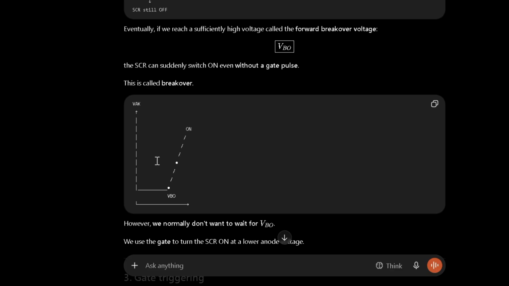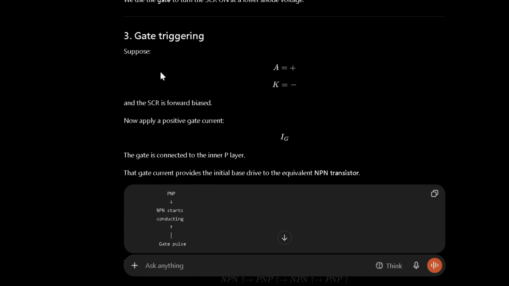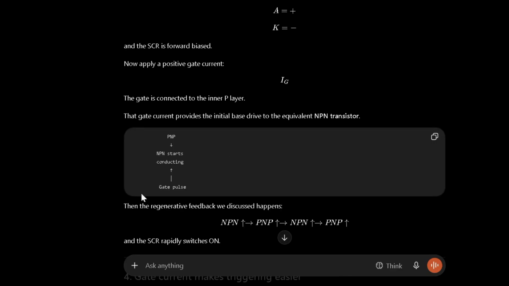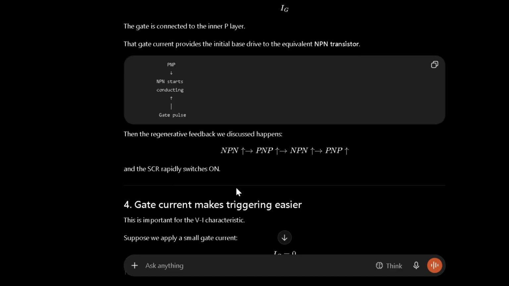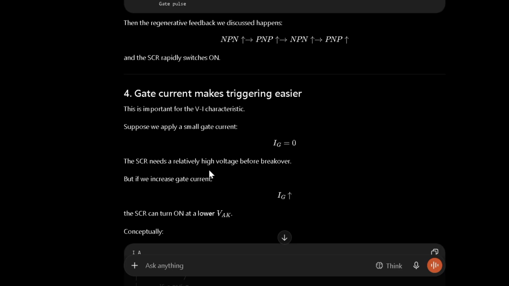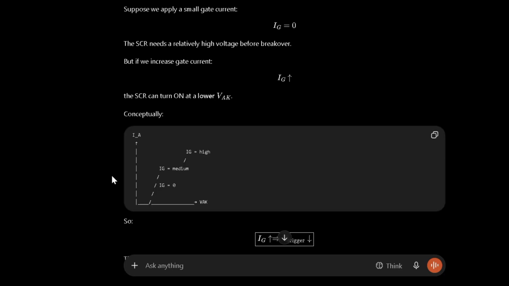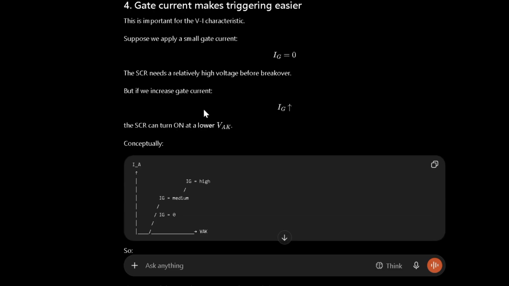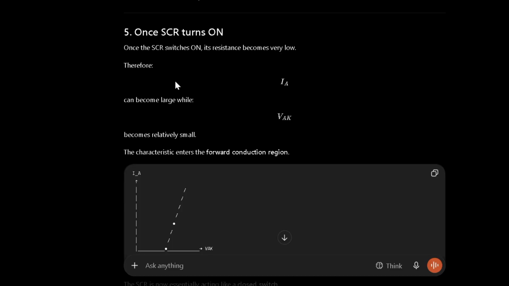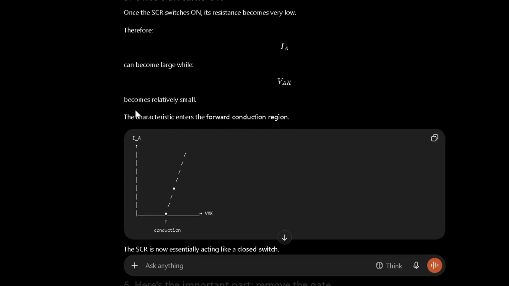Instead, we apply a low voltage with the gate, and the SCR gets turned on. The gate current makes triggering easier. So the gate current at low voltage turns on the SCR much more easily than waiting for VBO, the breakover voltage, to occur. Once the SCR turns on, the current increases as the anode voltage drops to a relatively small value.